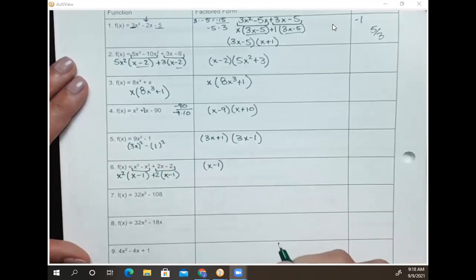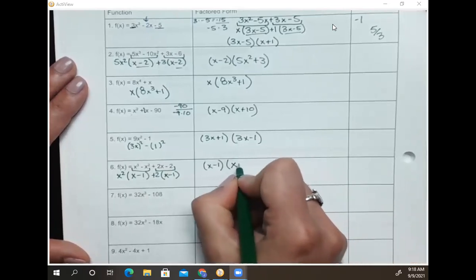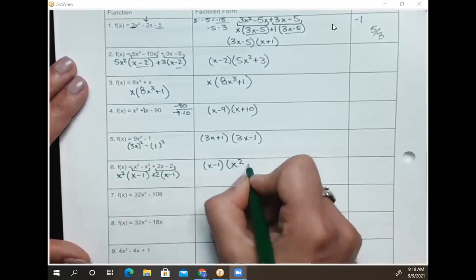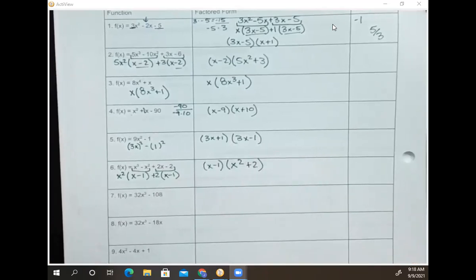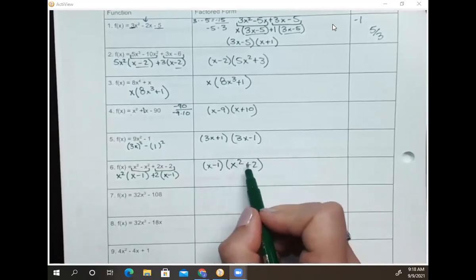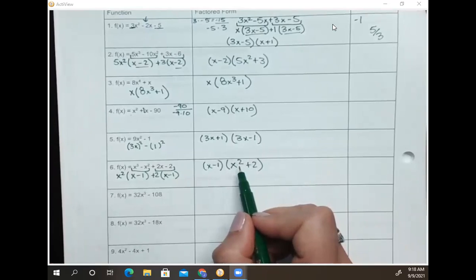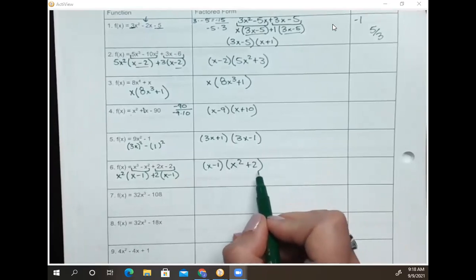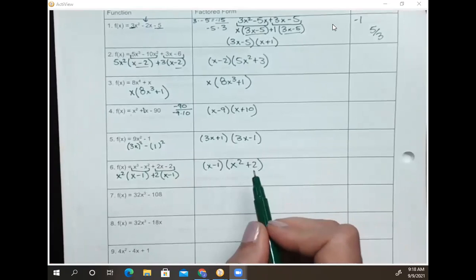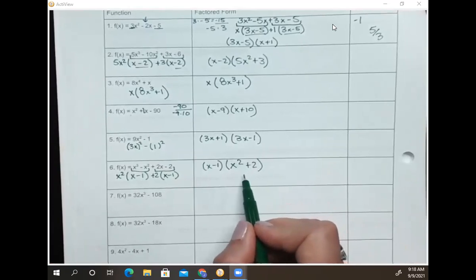X minus 1, pull that out. And then x squared plus 2. Yep. Now, one of my factors has an x squared, so I want to check to see if I can factor this some more. 2 terms, even degree. Is this a difference of squares?